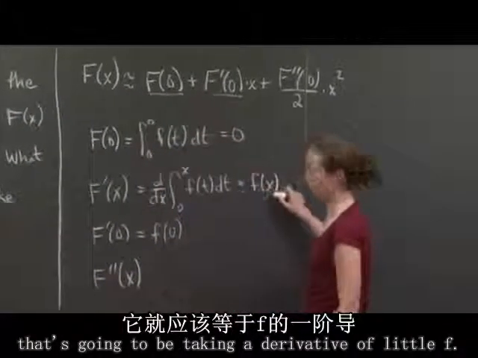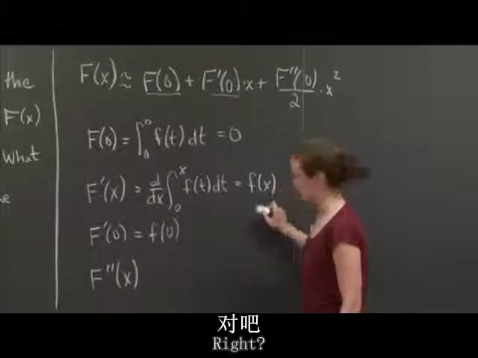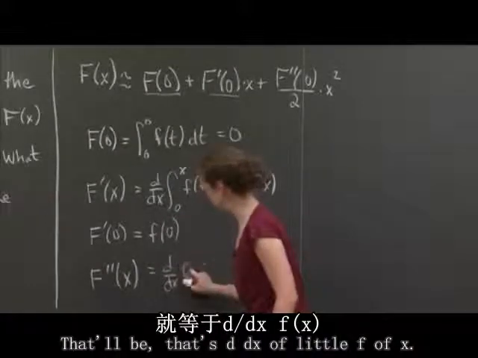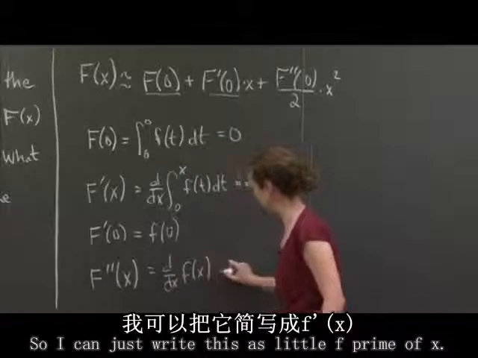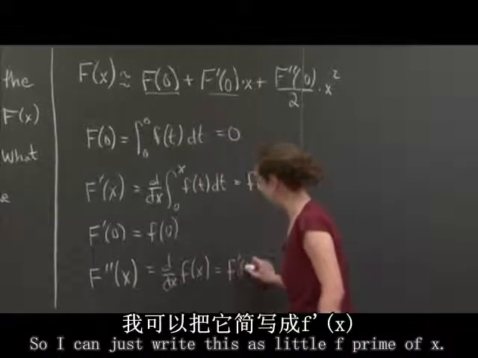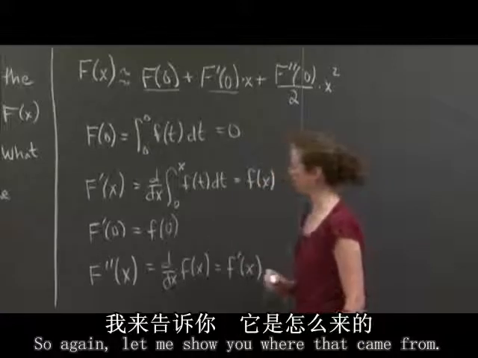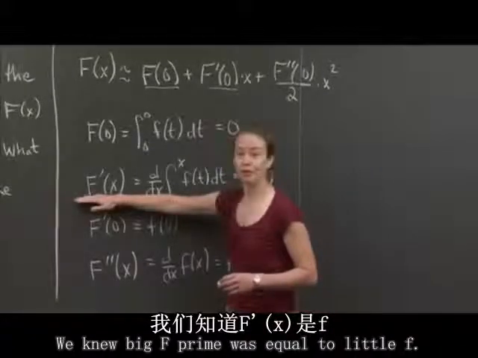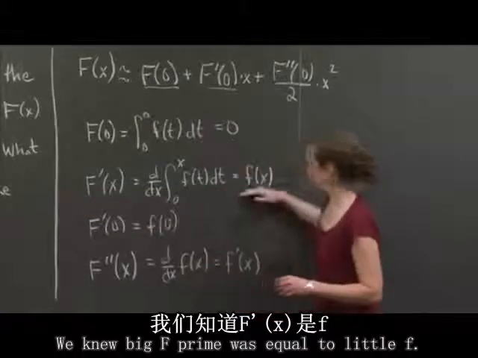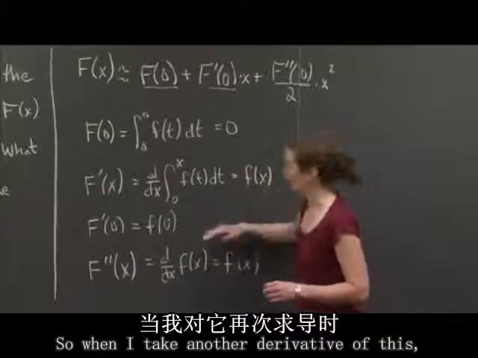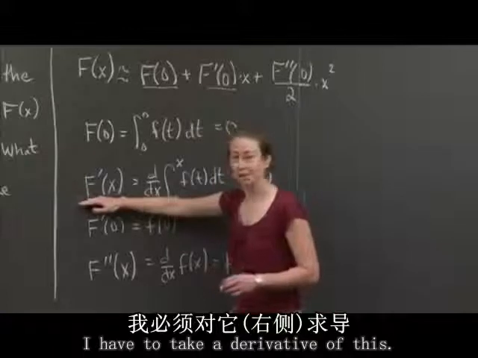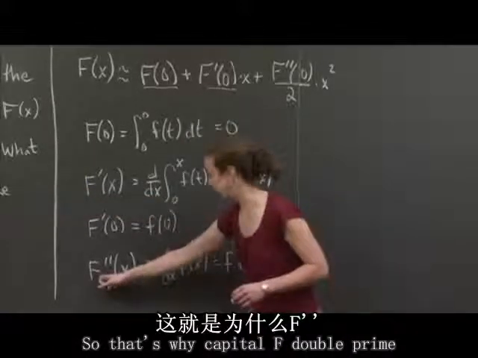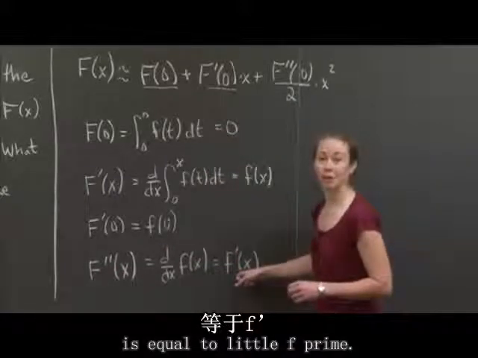That's going to be taking a derivative of little f. That's d dx of little f of x, so I can just write this as little f prime of x. Again, let me show you where that came from. We knew big F prime was equal to little f. So when I take another derivative of this, I have to take a derivative of this. That's why capital F double prime is equal to little f prime.